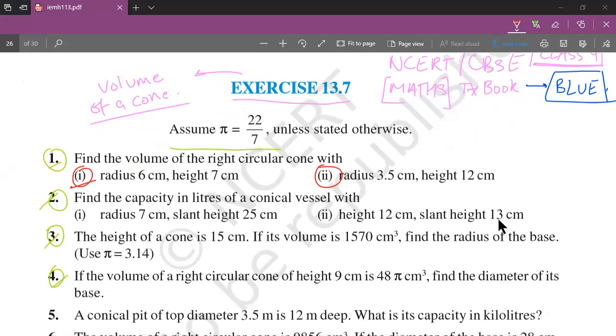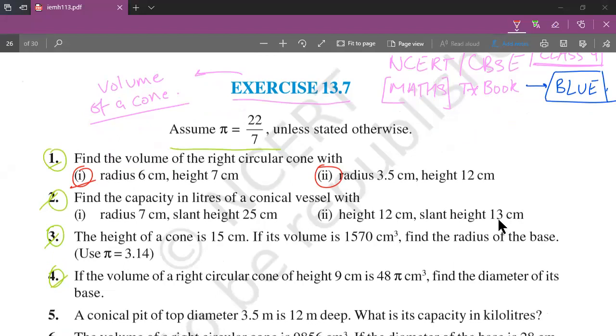So let's draw a figure. When you draw a figure, it will help you through the question. It will not only make you understand the question, it will also help you in calculating, because if, for example, you missed height or you missed radius, it will notify you or remind you that this is the thing that you have missed.